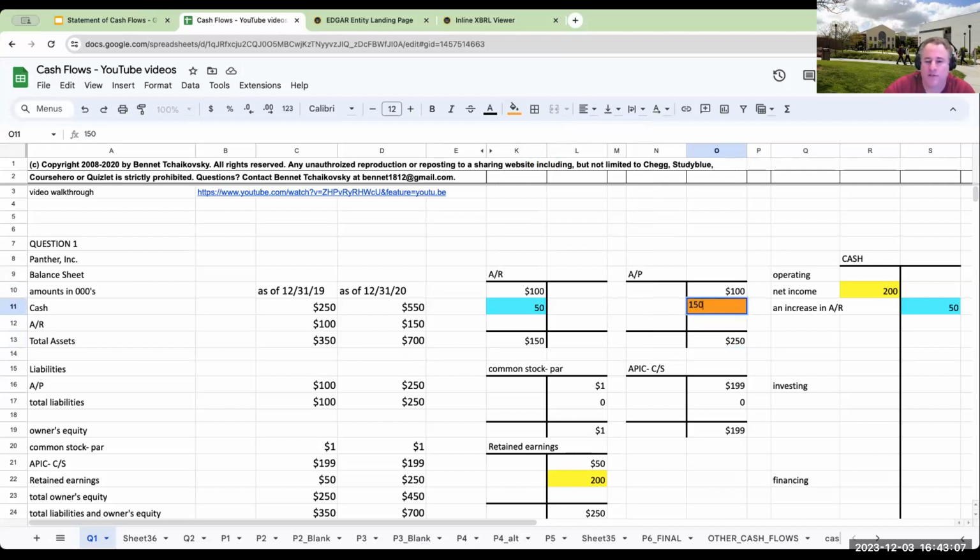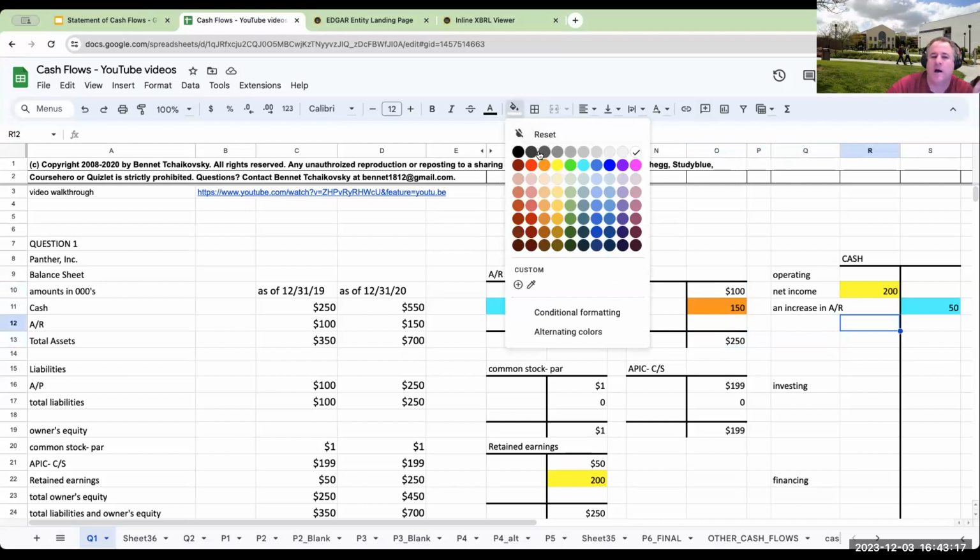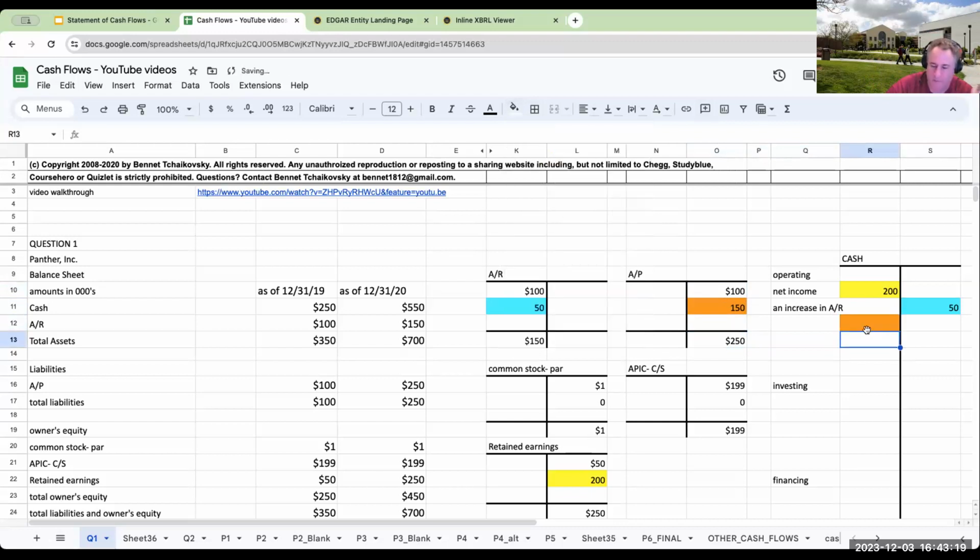Well, I'm going to need a credit for 150, right? 100 plus 150 is 250. So over here, I'm going to do the opposite to cash, right? So over here, I'm going to debit cash for 150.